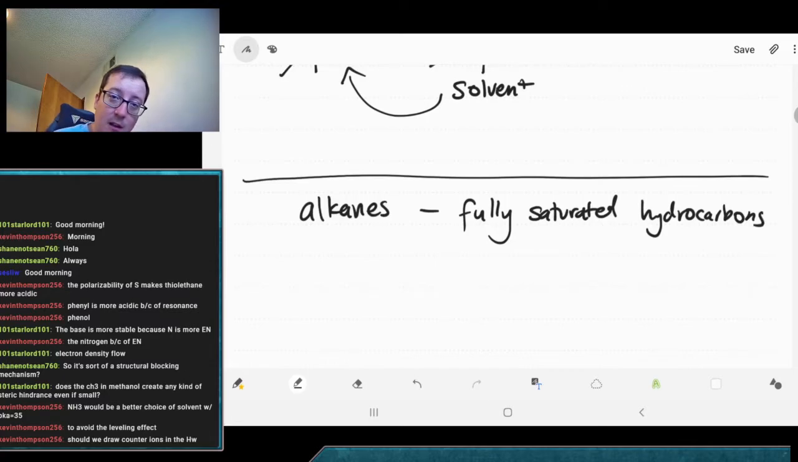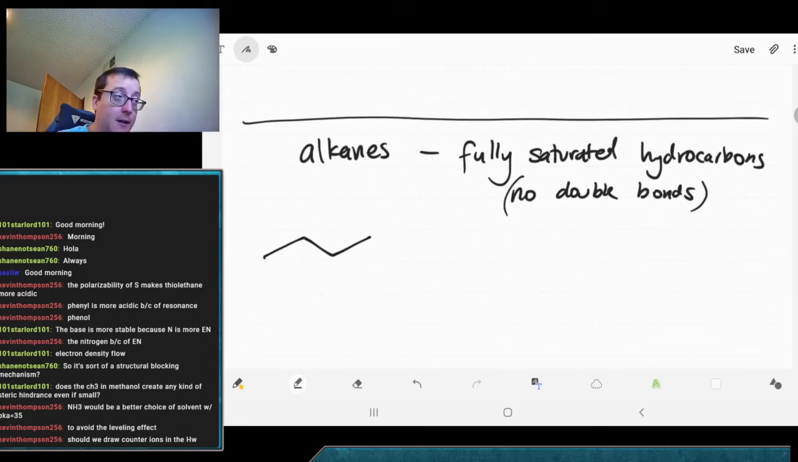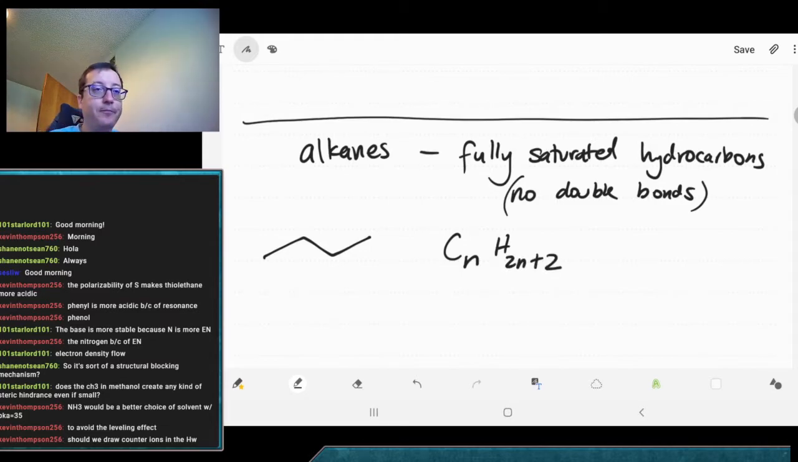By saturated, I mean there are no double bonds in these. So, ta-da, there's an alkane. 4 carbons, some hydrogens on it. They follow the pattern of this chemical formula. However many carbons you have, twice as many plus 2 hydrogens. So if this is C4, you're going to have H10 on it.